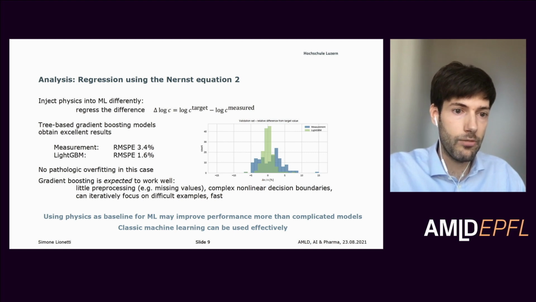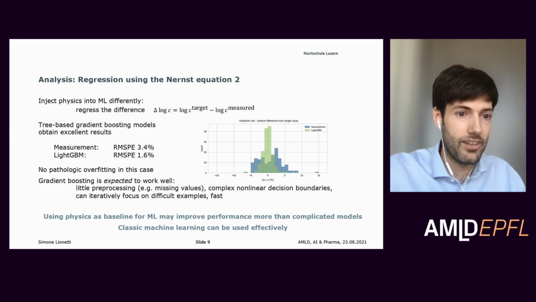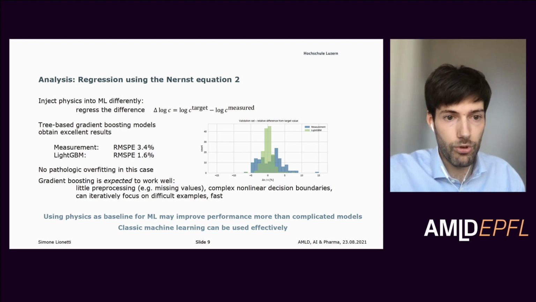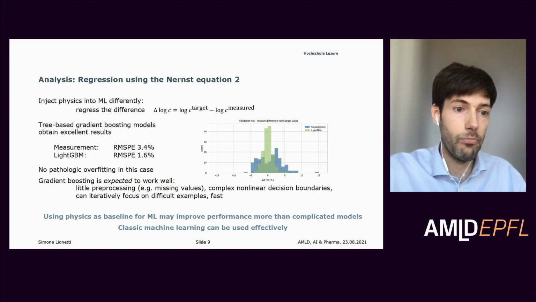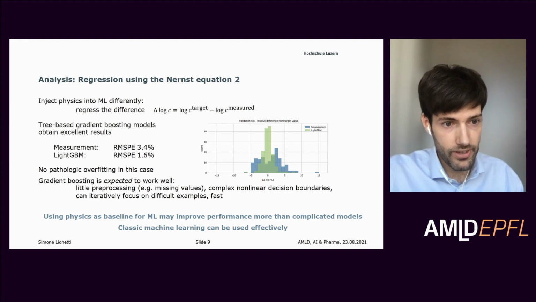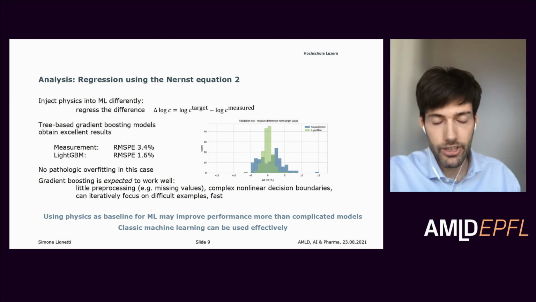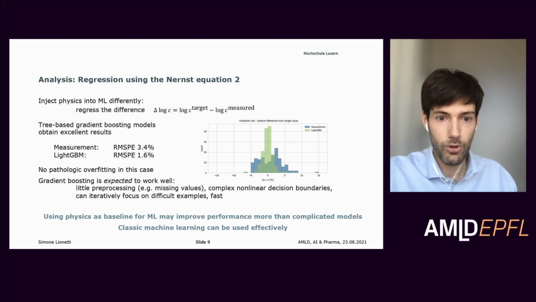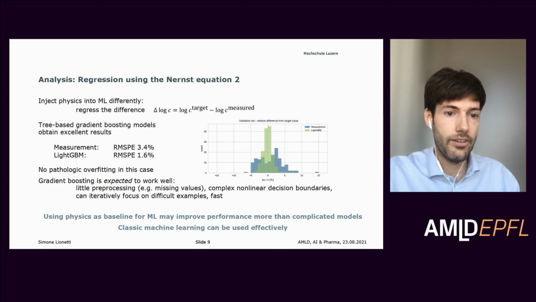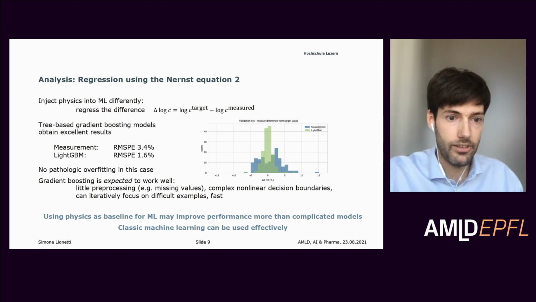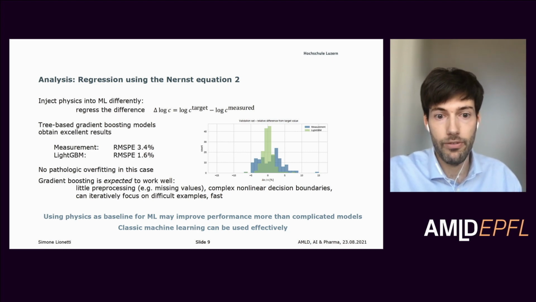So let me also remark that we could basically expect this type of model to work well due to a series of characteristics. Now, what we learned from this is that using physics models as a baseline for machine learning can improve performance very significantly, and much more than changing the model. And also that for this type of data set, classical machine learning can be used very effectively.